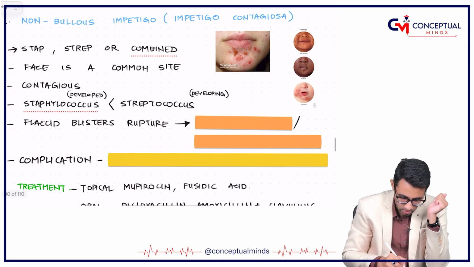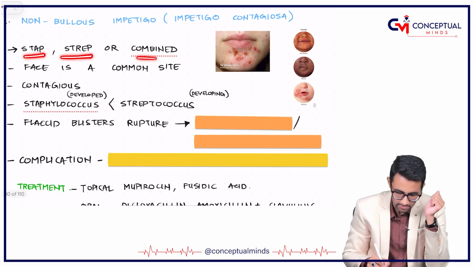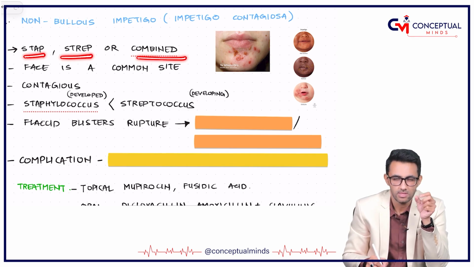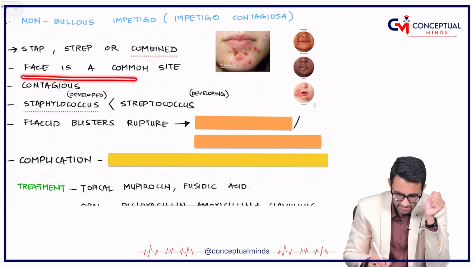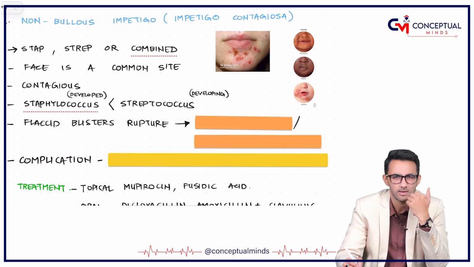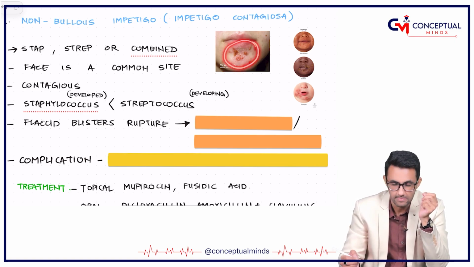Okay, fine. So who causes it? Staph and strep, or combined. So either of these, or they are combined, they can cause it. Face is the most common site, specifically the perioral area. It is very common, right? Right here you can see in the image as well.